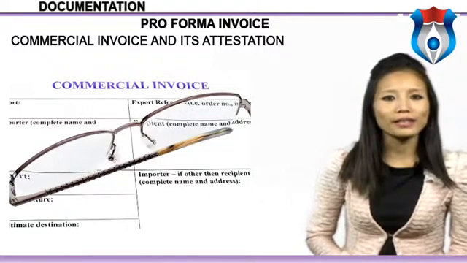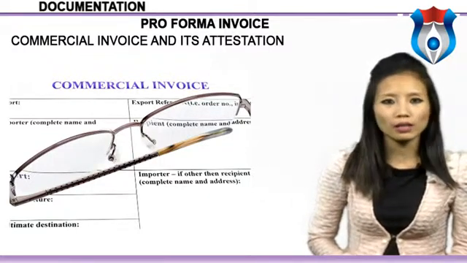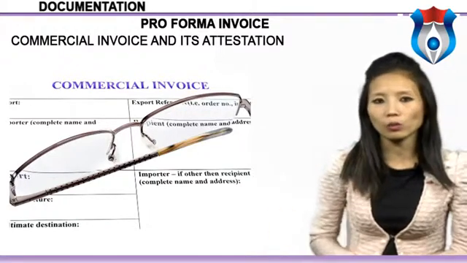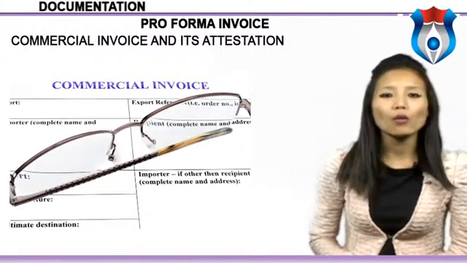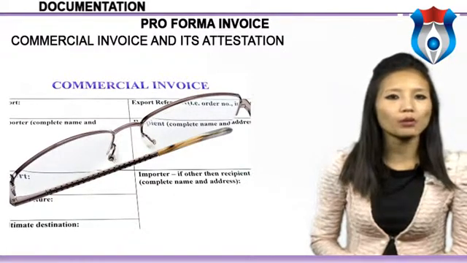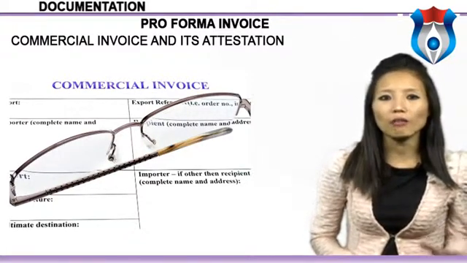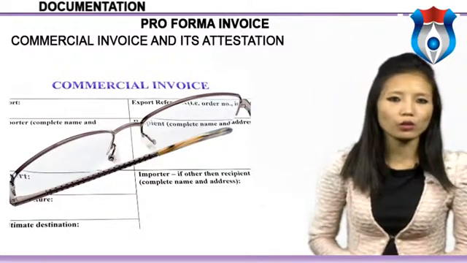Commercial invoice and its attestation. The commercial invoice is considered to be the most important international trade document and should be prepared as accurately as possible. It is the main document used by customs to accept or reject the customs entry prepared by the customs broker. Even with a sample shipment, a commercial invoice is required and needs to state the fact that the goods are not for resale, are samples only and have little commercial value.